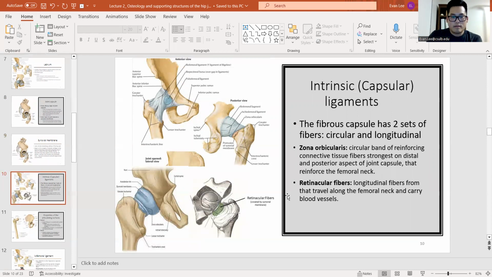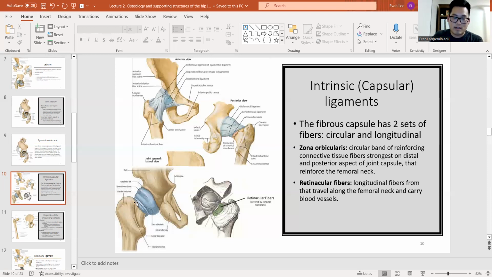All right, so that joint capsule is going to also be related to a few different ligaments as well. So if we look closely, there are a few different ligaments that we can see here that are going to be somewhat deep at the very least. So right over here, along the neck of the femur, you can see a little bit of this circular ligament or circular connective tissue, which is called the zona orbicularis.